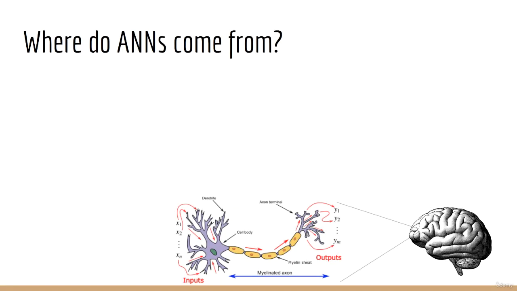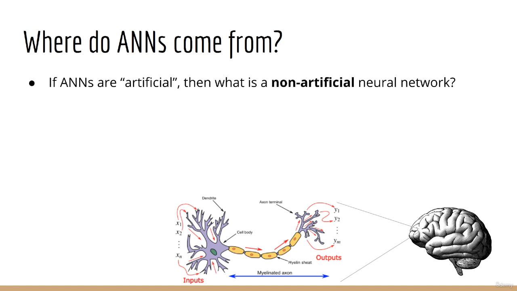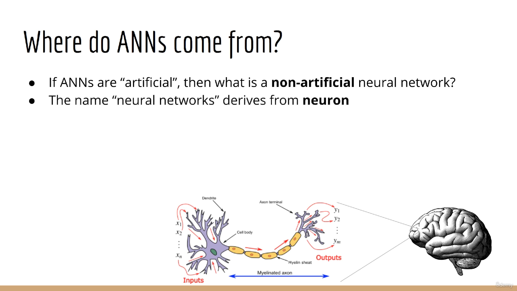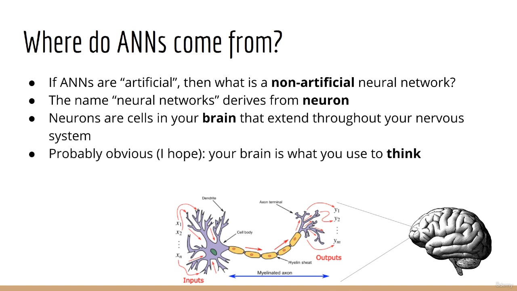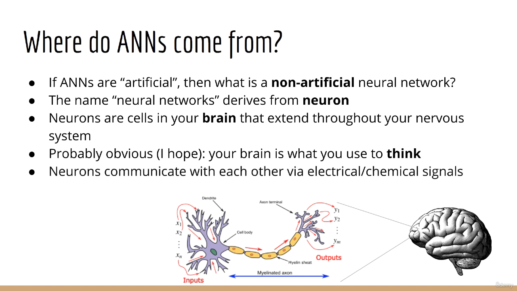As you may have realized, the name artificial neural network means that we are trying to artificially create a neural network in a computer. Okay, so then what's a real neural network, as in a non-artificial neural network? The name neural network derives from neurons, which are the cells in your brain and extend throughout your nervous system. Now, this is probably too obvious for most of you, but let's state it anyway just in case. Your brain is what you use to think. Neurons in your brain are connected to each other and can communicate with each other via electrical and chemical signals.